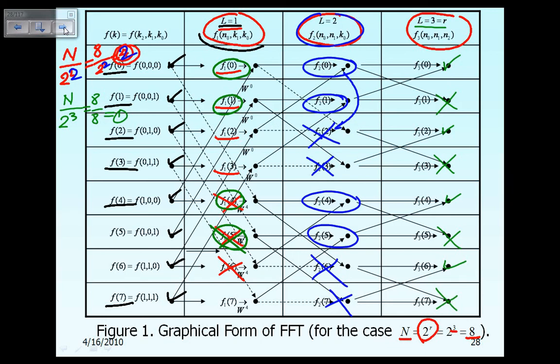It's very clear. For level 1, you compute 4 terms and skip 4 terms. For level 2, you compute 2, skip 2, compute 2, skip 2. For level 3, you compute one, skip one, compute one, skip one. You compute this term, you skip the next term. That is the pattern.